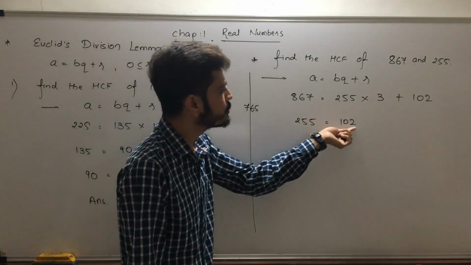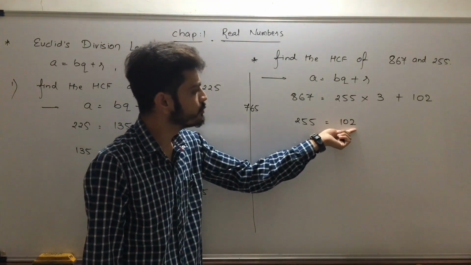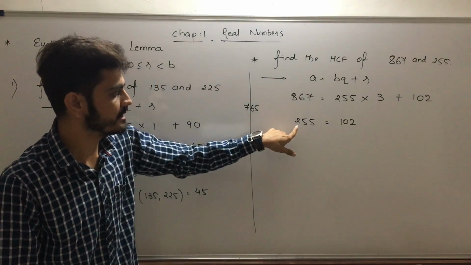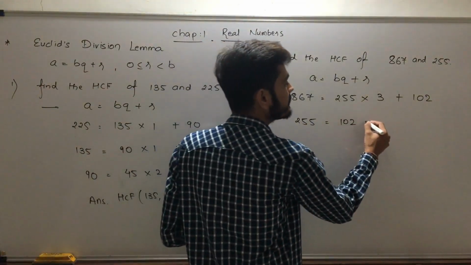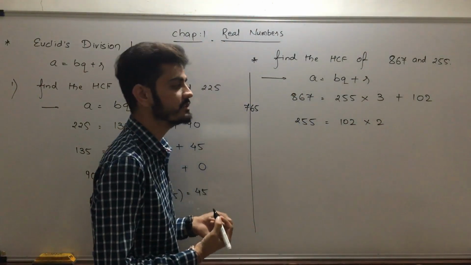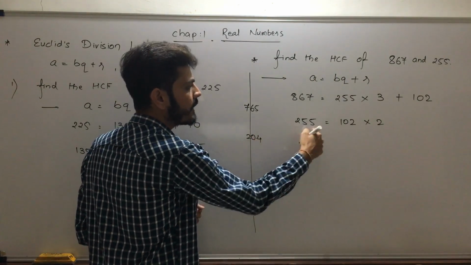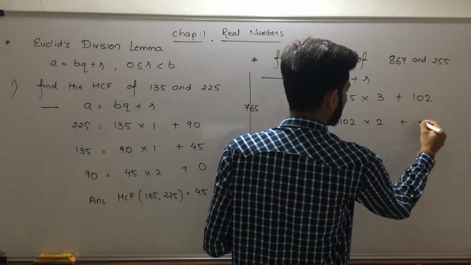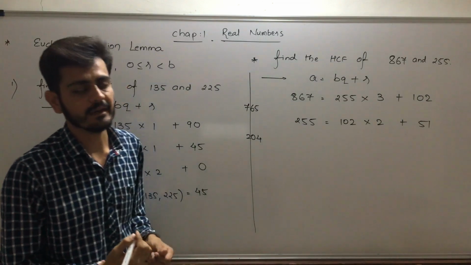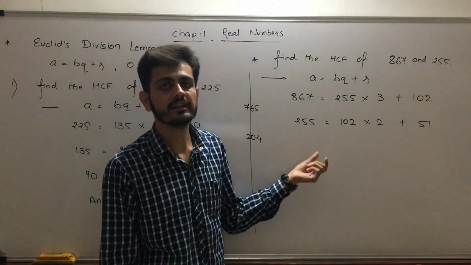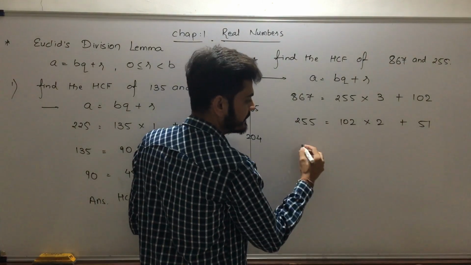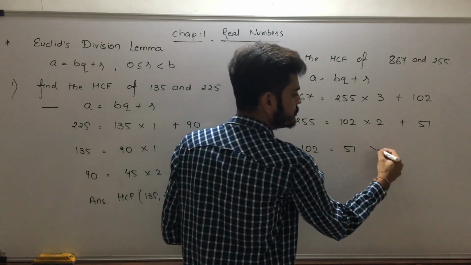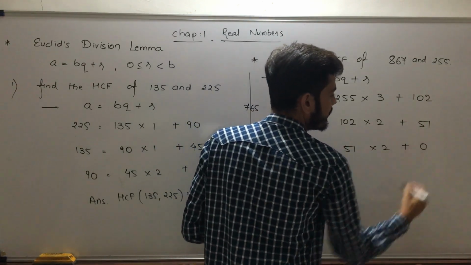So 102 times 1 is 102, 102 times 2 is 204, and 102 times 3 is 306, which exceeds the number 255. So we have to take 2. So 102 times 2 is 204, and 255 minus 204 is equal to 51. So 51 is not equal to 0, the remainder is not equal to 0. We have to apply Euclid's division lemma for the next step again. For that the number is 102 and 51 is the divisor now. So 51 times 2 is 102 and remainder 0.